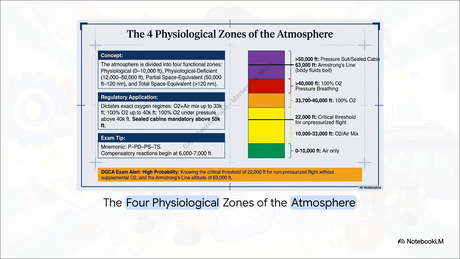But look higher. Above 40,000 feet, even 100% oxygen isn't enough anymore. You literally require 100% oxygen under pressure. Here's your DGCA tip. Make sure you note the critical threshold for non-pressurized flight. Without supplemental oxygen, a climbing pilot is going to hit a physiological wall of imminent incapacitation at exactly 22,000 feet.